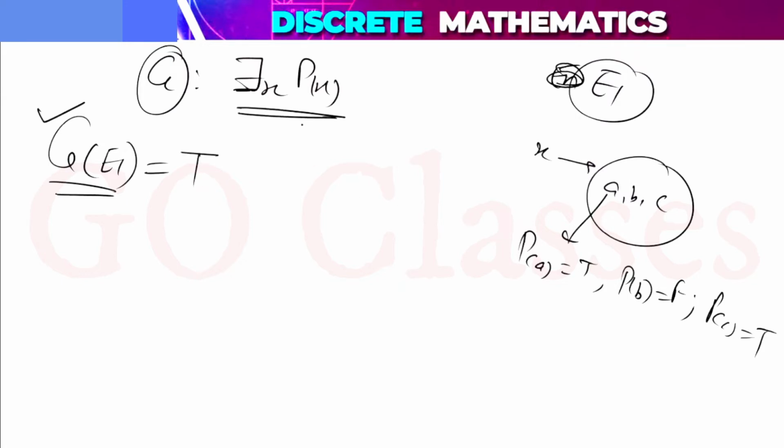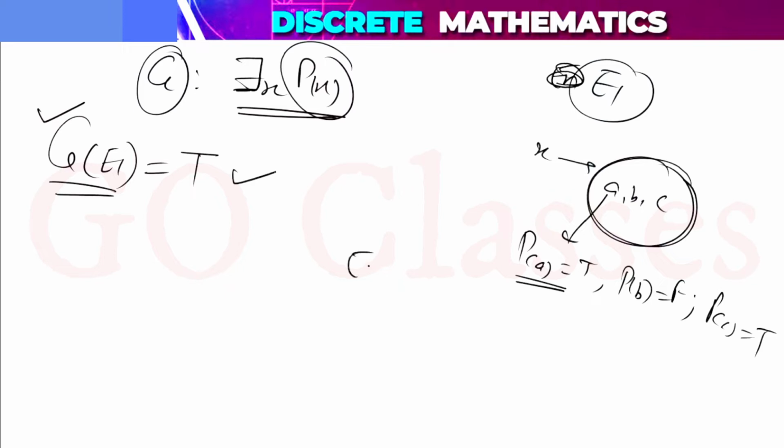Because what is this G? G is basically there exists x Px. And you know this is the domain. So for at least one value, this Px must be true. Yes, for A, this is becoming true. So I can say that in this environment, the value of G is true.